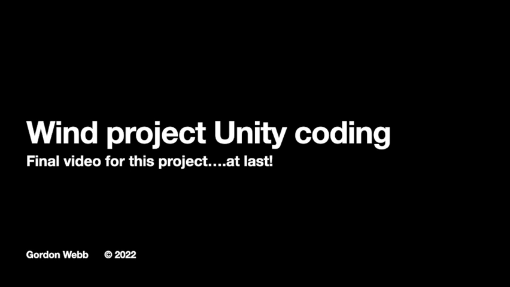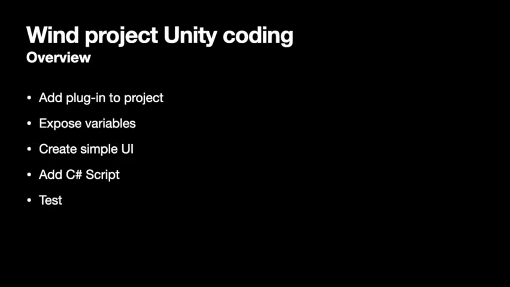Welcome back to the final video in the series on producing a wind sound effect for Unity. In this video, we'll add the plugin into the project, expose the variables, create a simple UI, add the C# script to control wind speed, and show you how it works. So onto the coding.